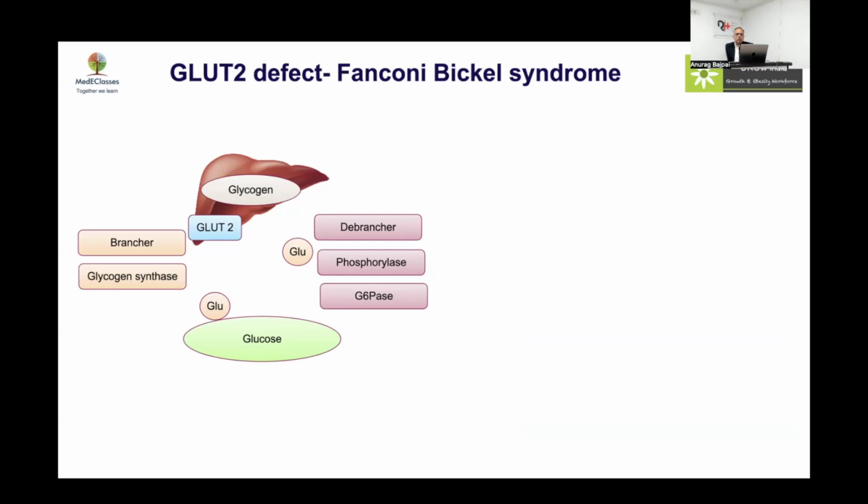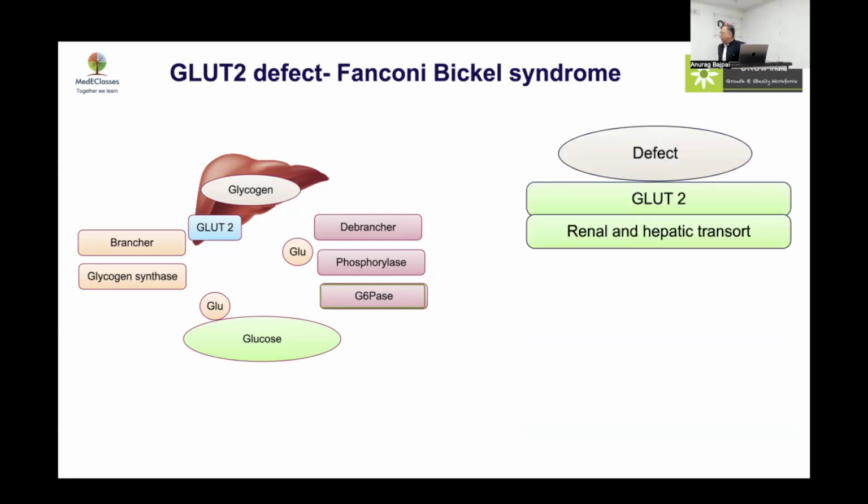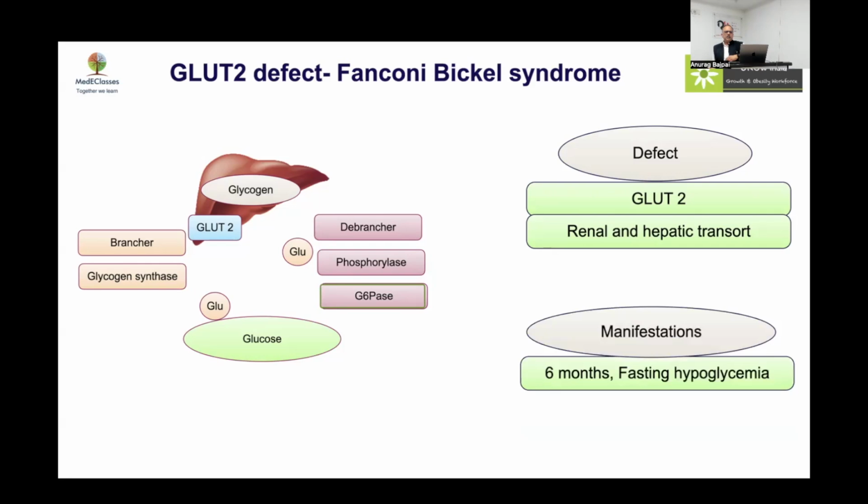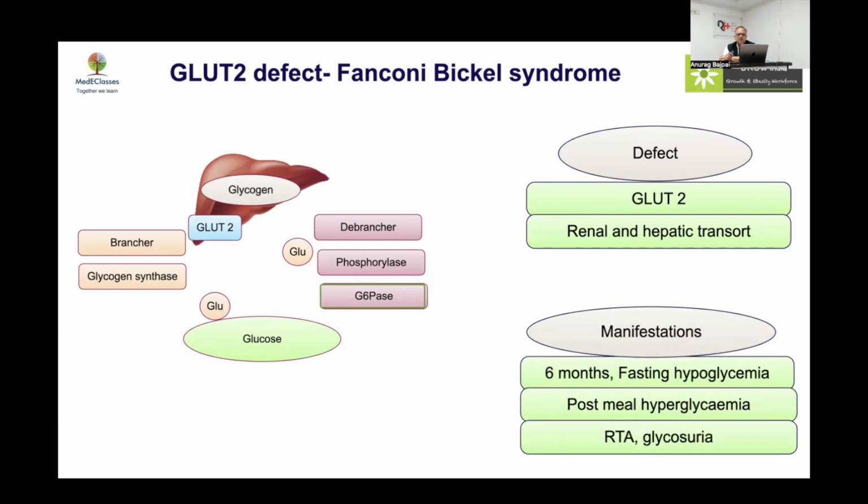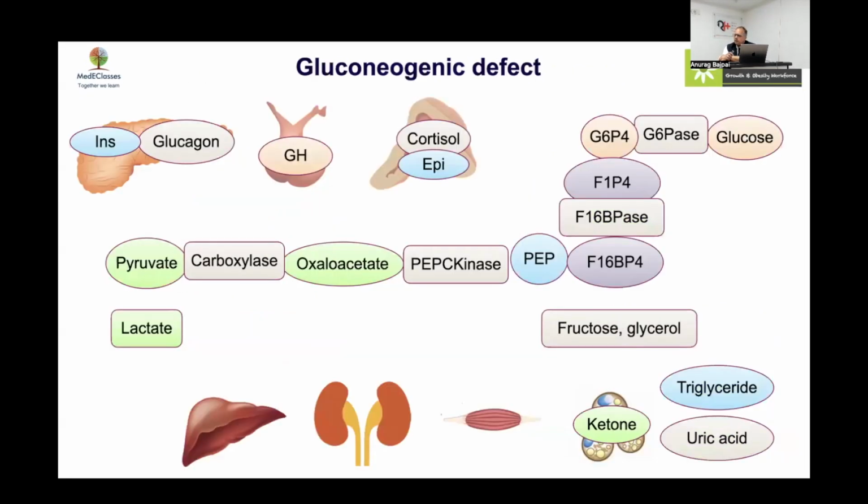Now, GLUT2 or Fanconi-Bickel syndrome is again an important scenario in which you will have a problem in the renal and hepatic transport. It will again behave like GSD 0. So again, 6-month onset fasting hypoglycemia, post-meal hyperglycemia. We have seen patients who presented more with renal abnormalities in the form of Fanconi syndrome, but they can also have hypoglycemia, RTA and glycosuria.